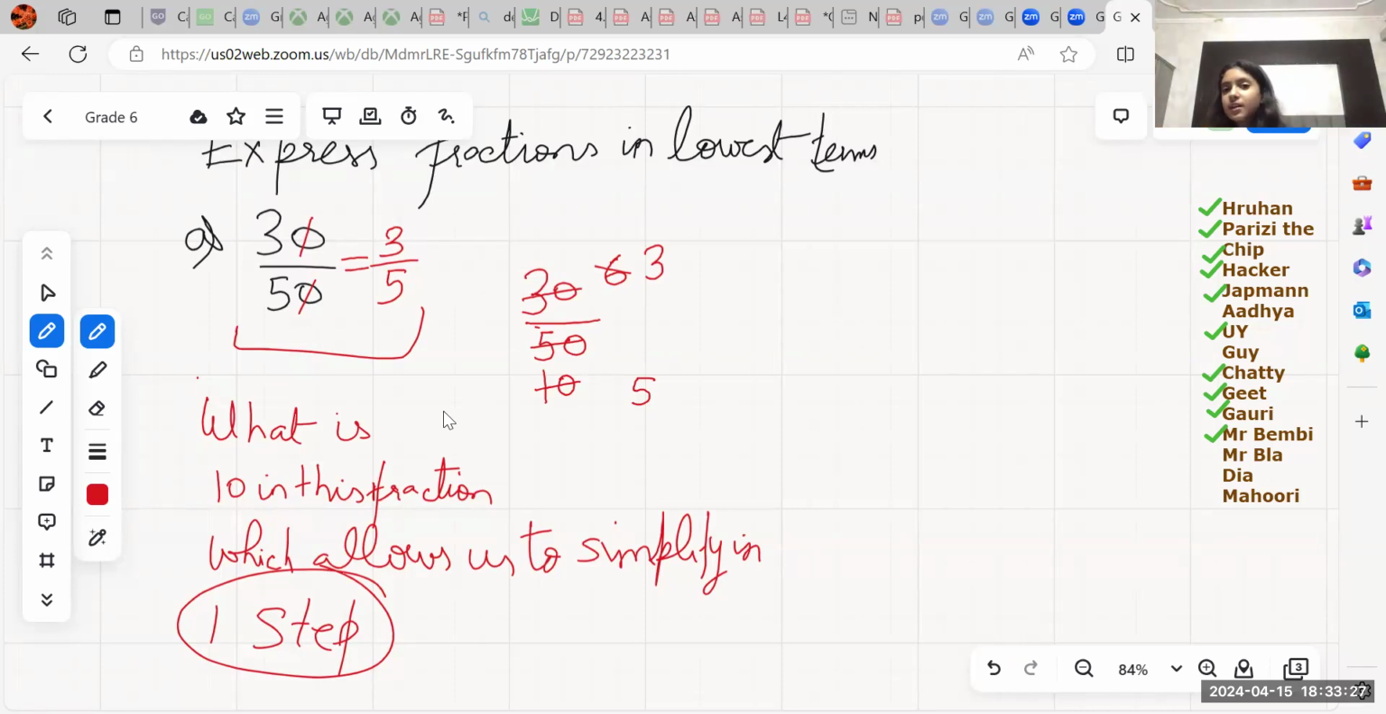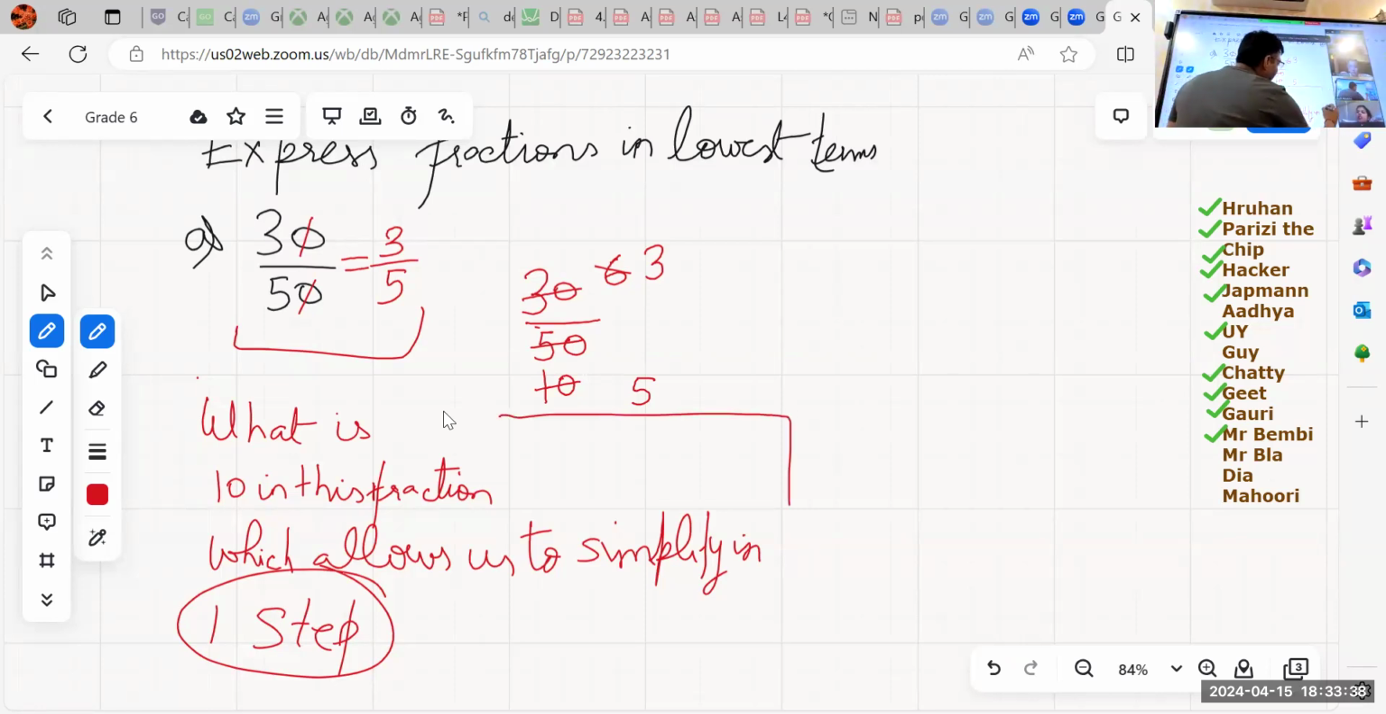So 10 3s are 30, 10 5s are 50. Yes, beta, but 10 is the HCF of 30 and 50. So Geetal gave the correct answer.